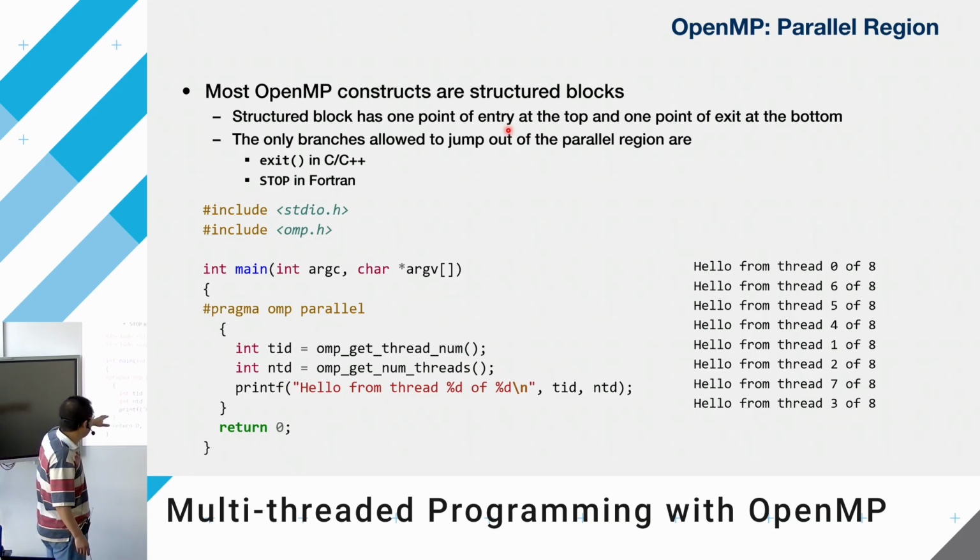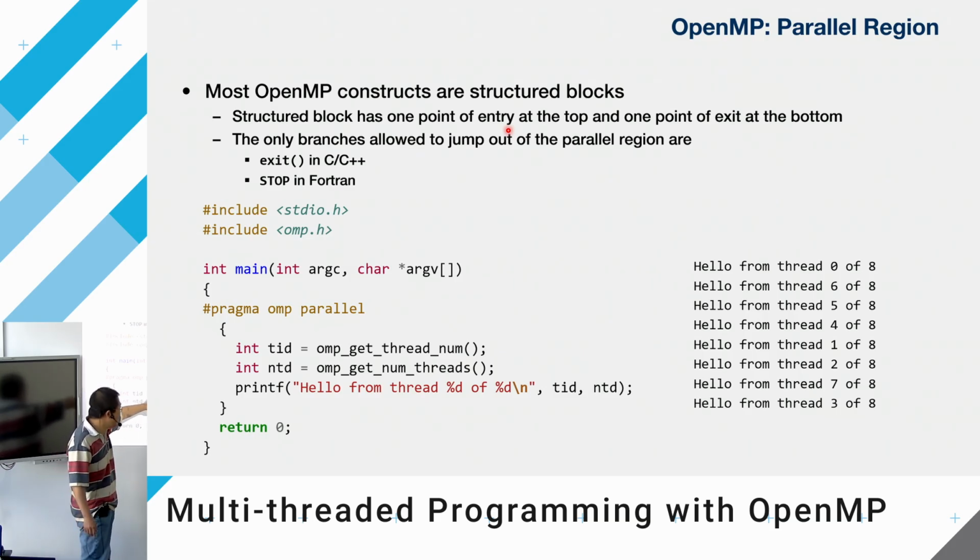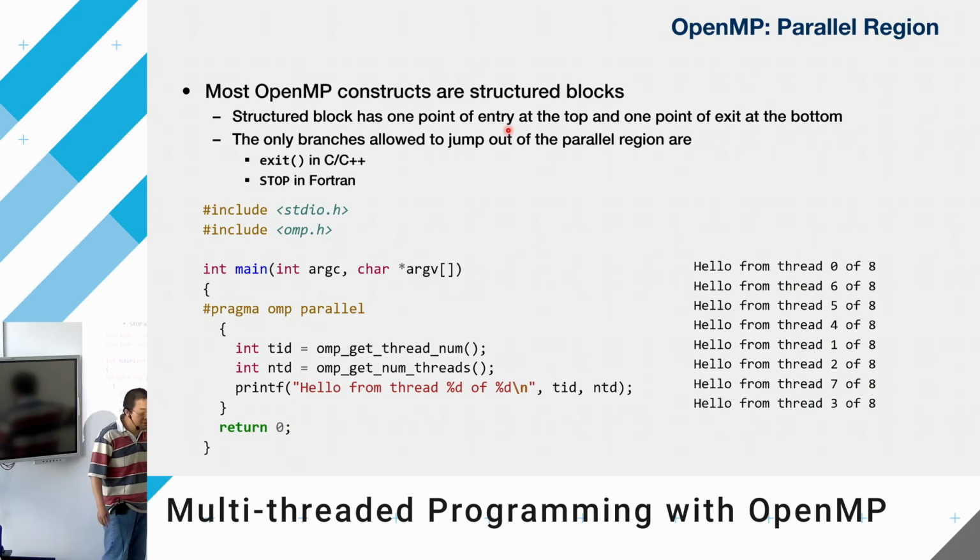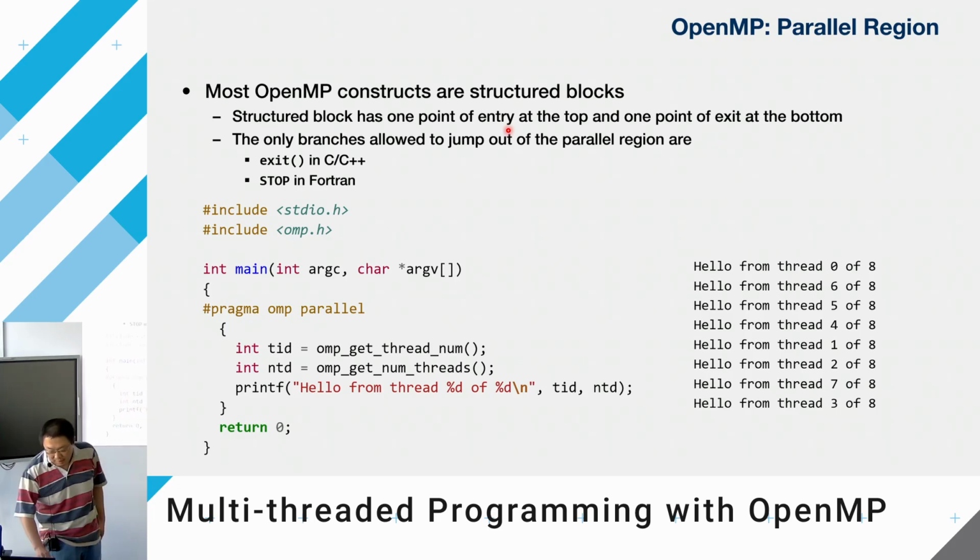Inside this block, if you run this application, TID is the thread ID and NTD is the number of threads. So you can use OpenMP function calls to get the number of threads in this region and also the thread ID in this region. And here, on the right side, you see the output.